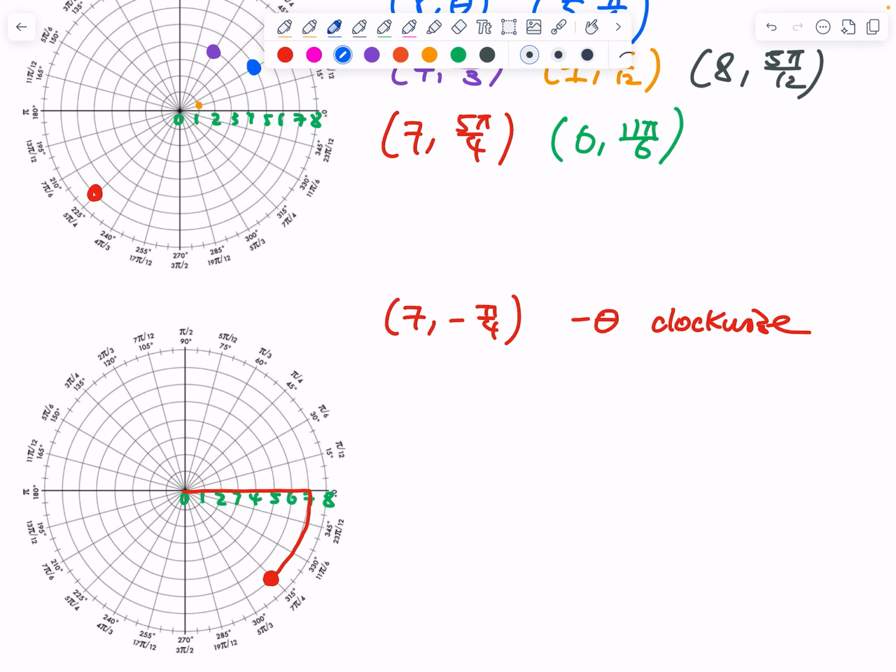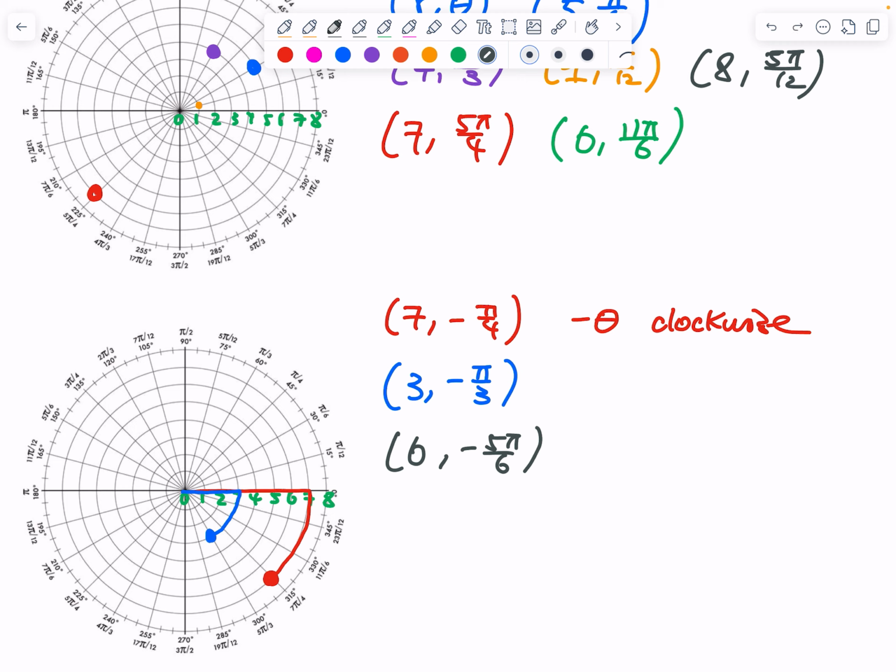Okay, keep going. And then the next one is 3 comma negative pi over 3. So we go to 3, and then negative pi over 3. Negative pi over 3 is right there. Negative pi over 3 right there. Okay, the next one is 6 comma negative 5 pi over 6. We go to 6, negative 5 pi over 6.